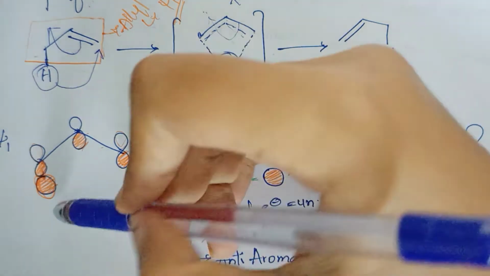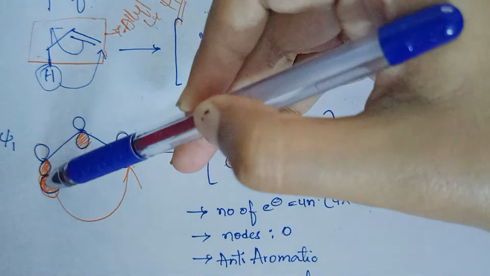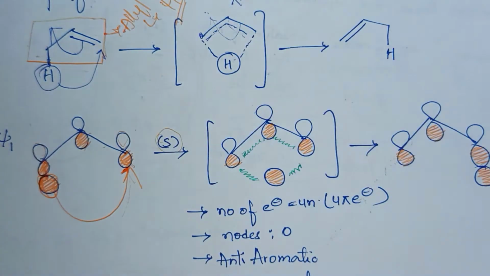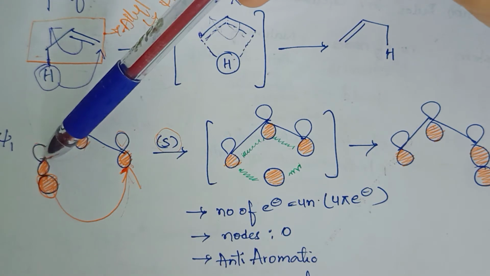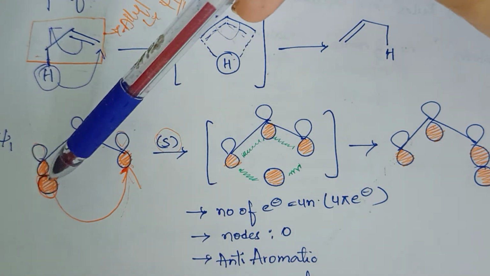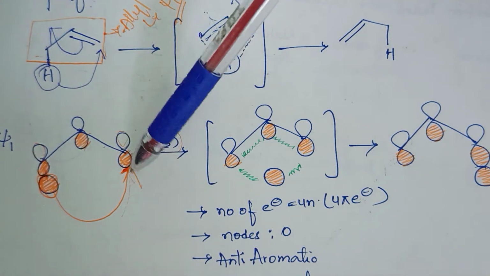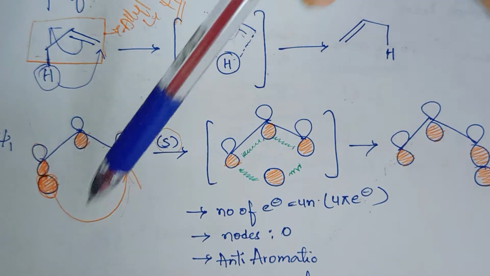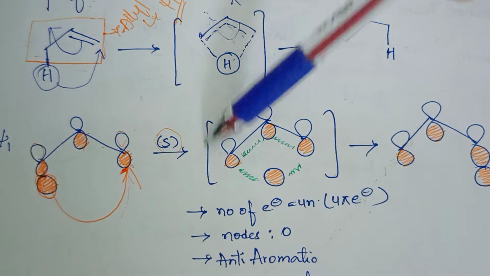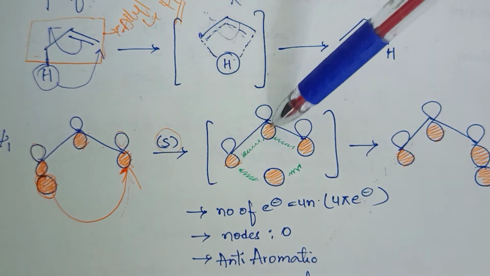Now supra indicates that the shift is happening from the same side. So the hydrogen is going from down to down only. Here you have a lobe, and from here the hydrogen is going from down to down only; that is suprafacial. So when I remove the hydrogen from here, it joins here. When you see the transition state, pi bonds will be there.